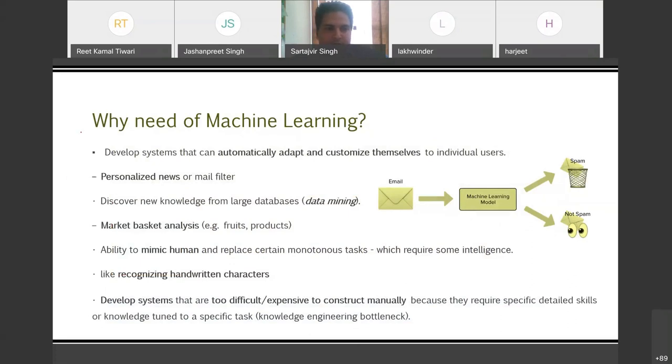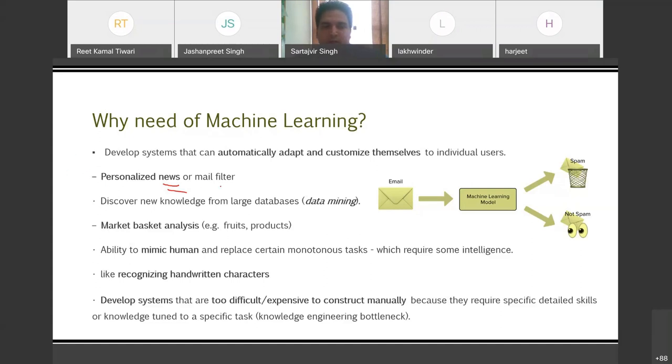For example, the first one is personalized news, and hopefully most of the participants are already aware of that. There is Google News, and the task performed by Google News is basically providing only the relevant content which you have earlier searched on the Google search engine. So that is personalized news.